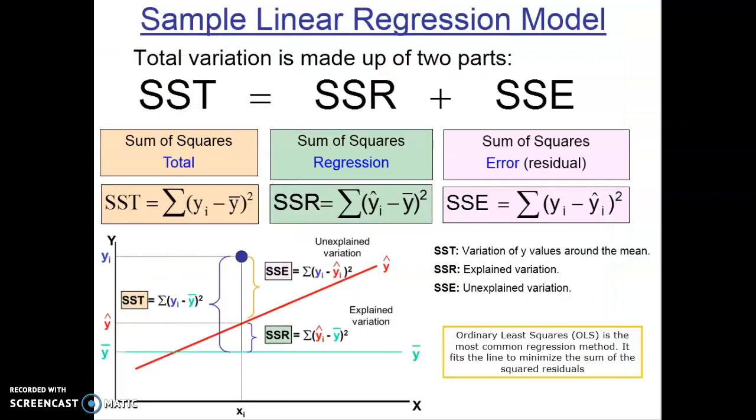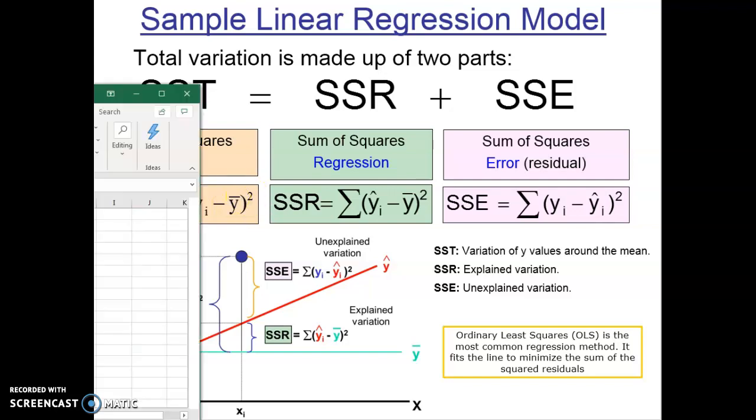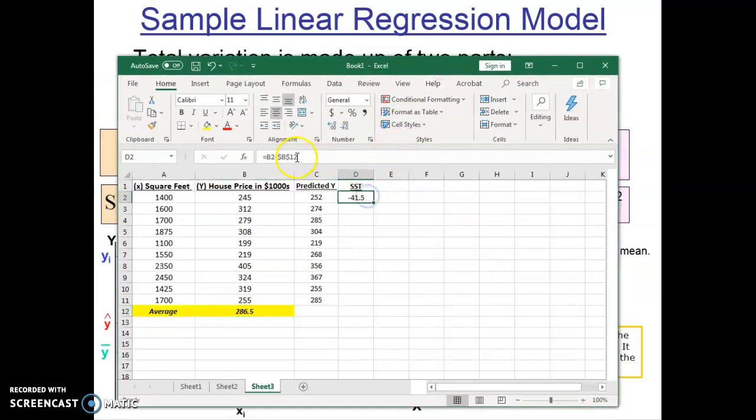But recall that I need to square these values. So 245 minus 286 is the difference, but I need to square that. So I'm going to take this, put it in brackets so it works, and square it. And then drag this down.